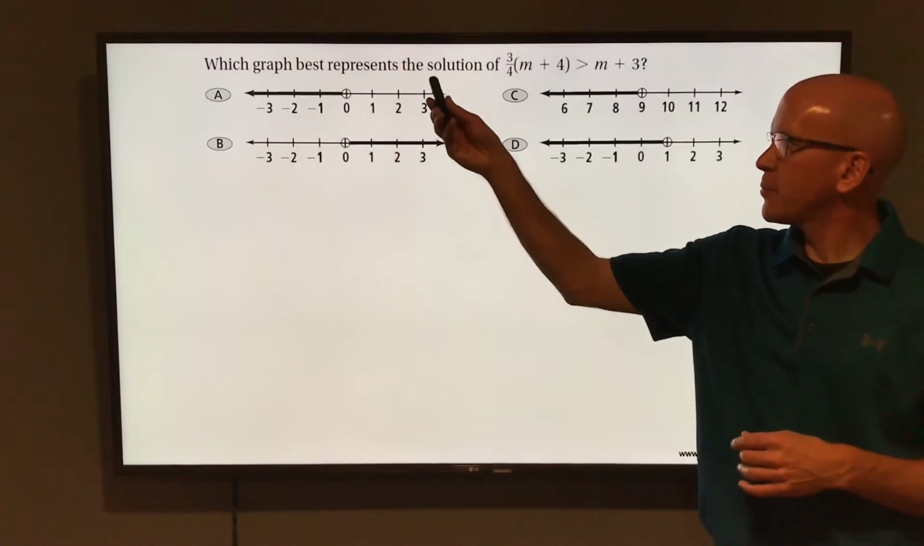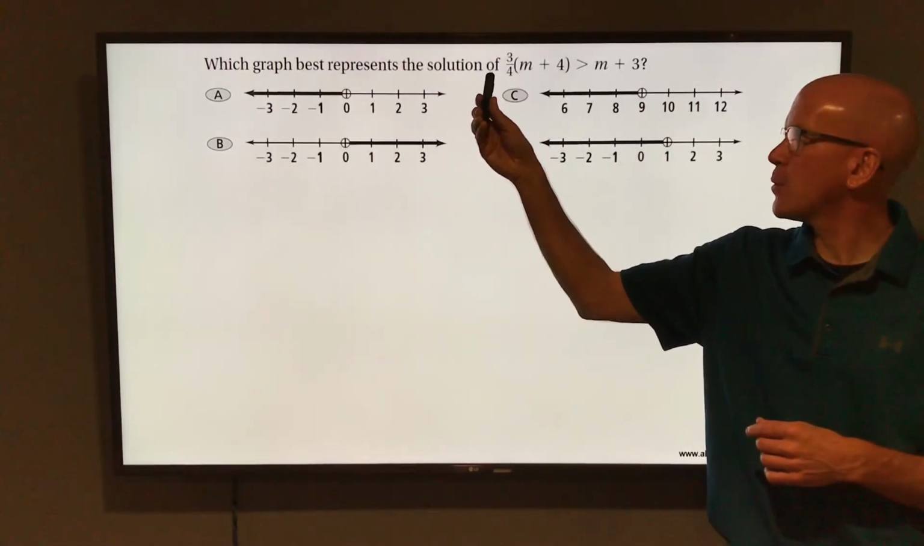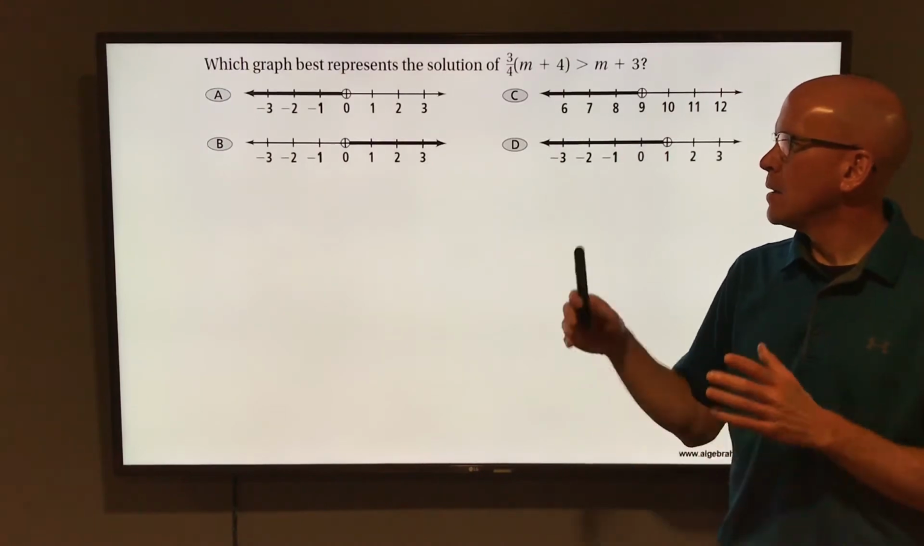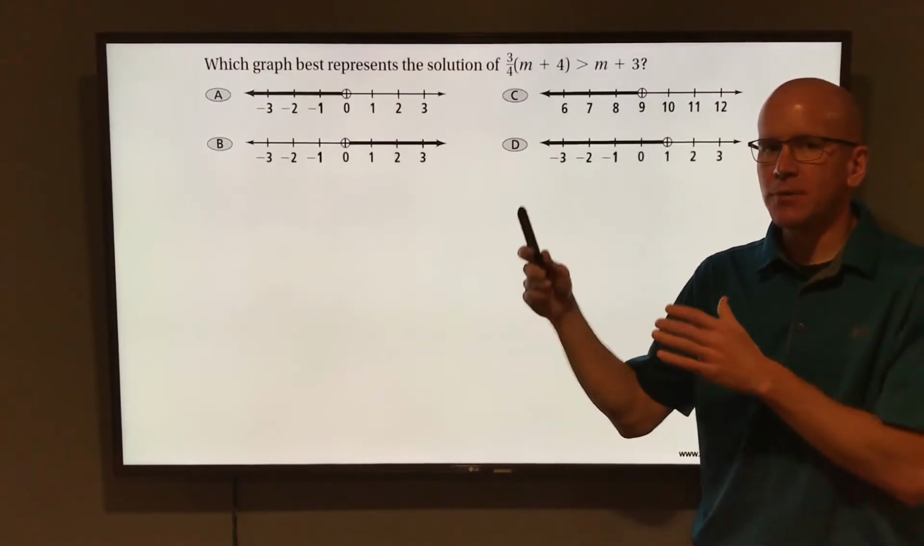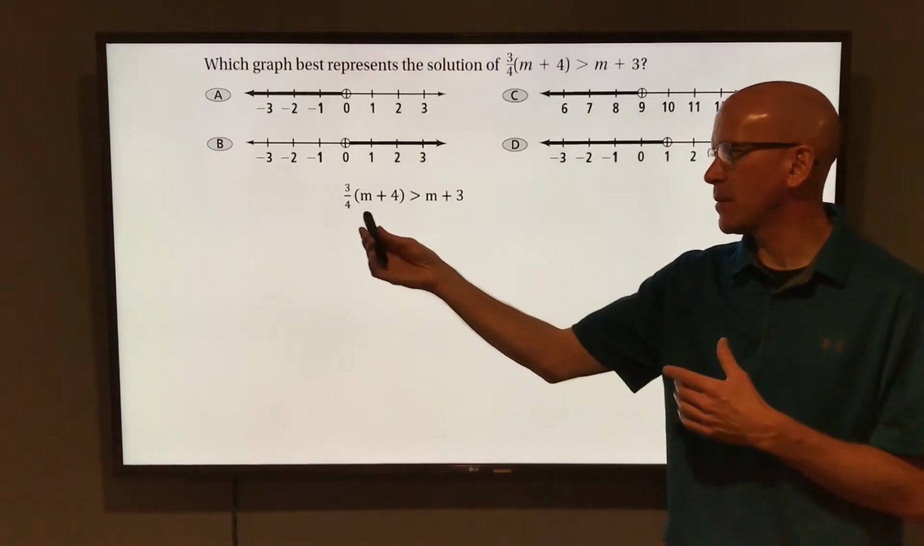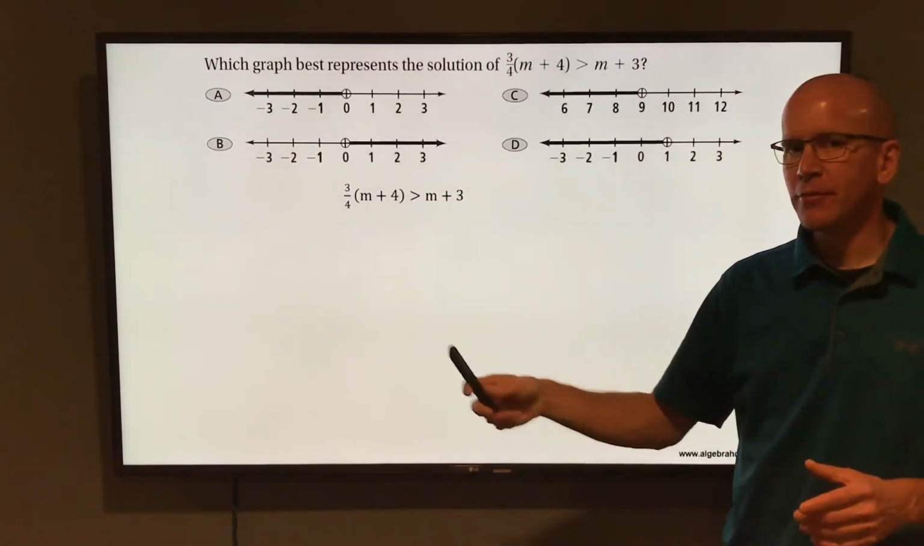It says, which graph best represents the solution of 3/4 times the quantity m plus 4 is greater than m plus 3? Well, it's a little hard to pick out the right answer without solving that inequality for m. So you do have to go through the process of solving this for m when we do have a fraction.